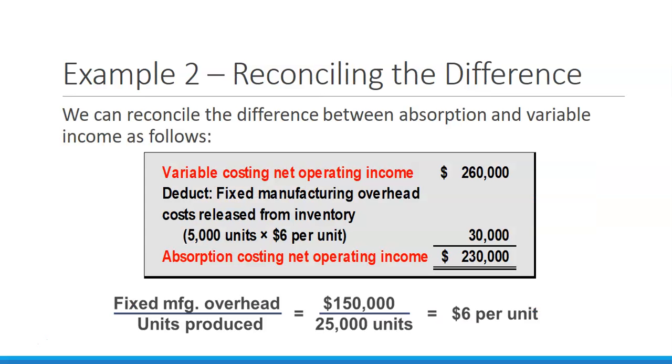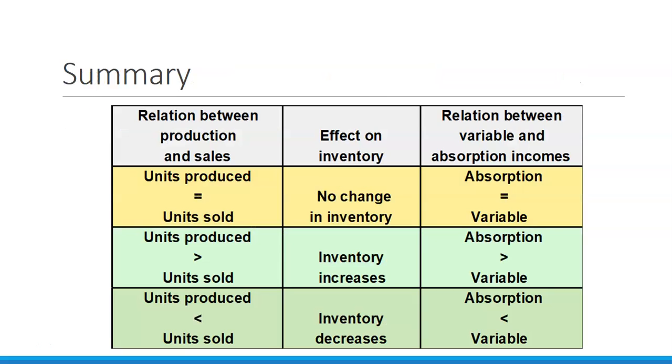So we can look at the reconciliation of that, our variable costing net operating income versus the absorption costing net operating income. This chart summarizes this. If the number of units we produce matches the number of units we sell in a period, there is zero difference between the absorption income and the variable costing income. They're exactly the same. If we produce more units than we sell, absorption income is higher than variable costing income.